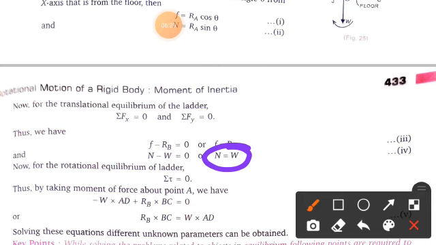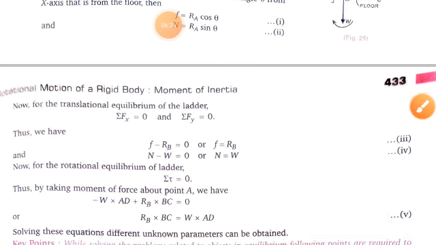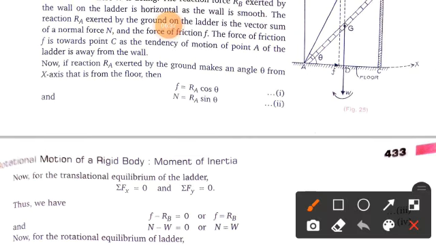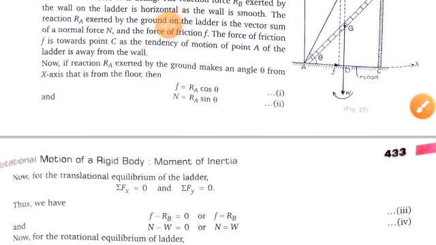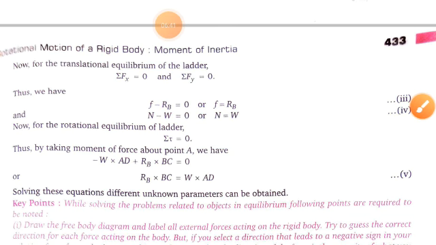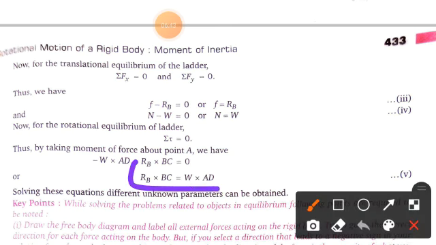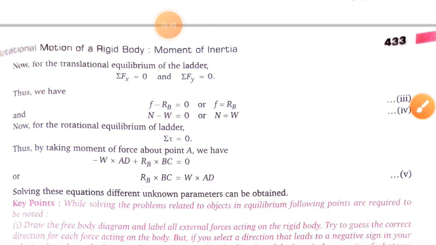So for the rotational equilibrium of the ladder, the torque equals 0. Thus by taking the moment of force about point A, what do we get here? Finally we get the relation RB times BC equals W times AD. So solving these equations, different unknown parameters can be calculated.